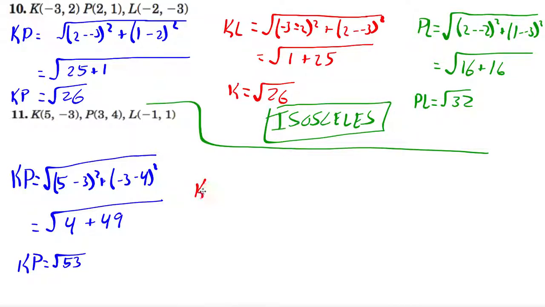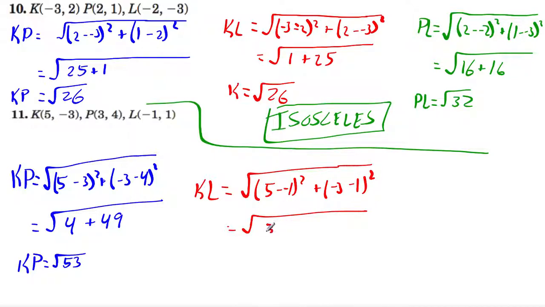Next up is KL, which is the square root of 5 minus a negative 1 squared plus negative 3 minus 1 squared. So this is going to be 6 squared, which is 36, plus negative 4 squared, which is 16. So we get that KL is equal to the square root of 52. Close. Very, very close.